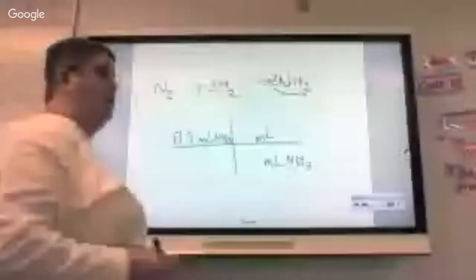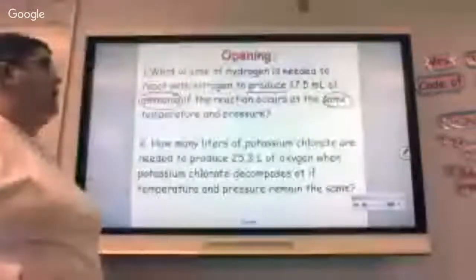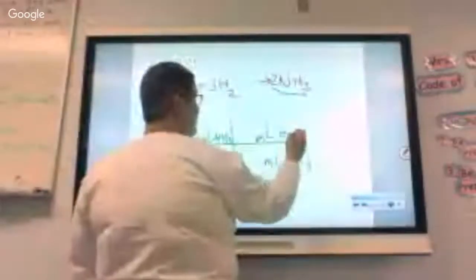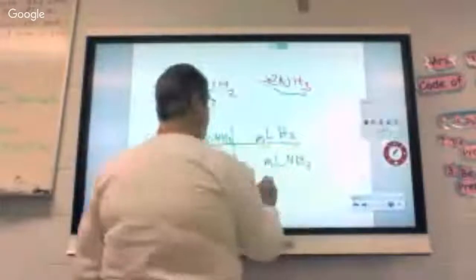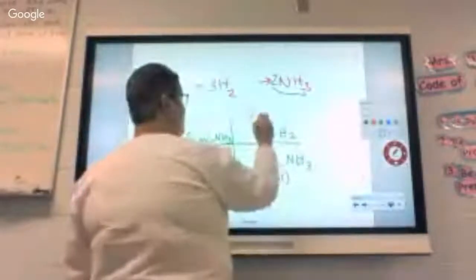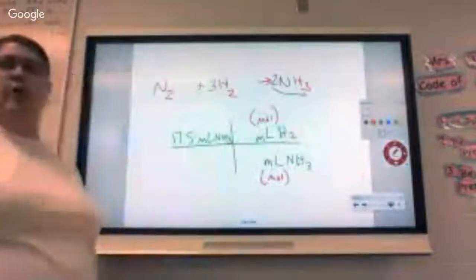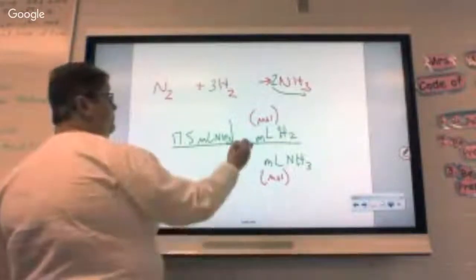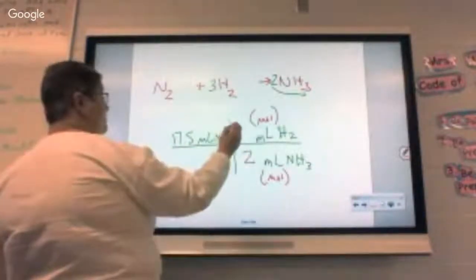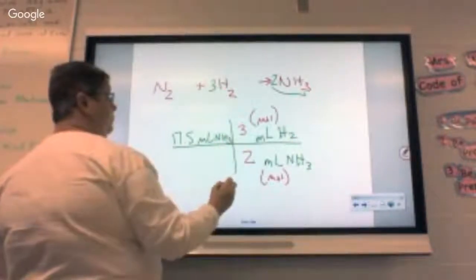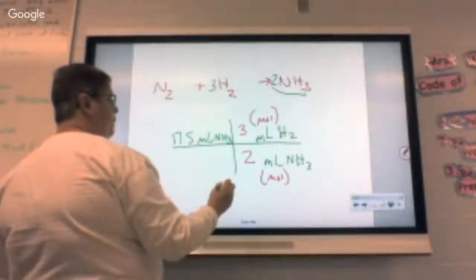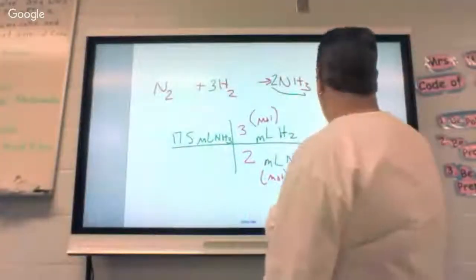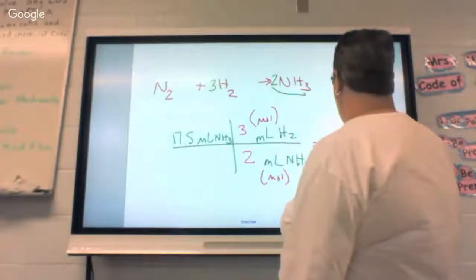Liters, milliliters. I'm going to go, what compound did they ask me for? They asked me for the volume of hydrogen. So I'm going to put hydrogen on the top line. This is the same thing as what we used to write with mole over mole to change compounds. Where did our numbers come from in moles over moles? Coefficient. So what's in front of ammonia? What's in front of hydrogen? Okay, so somebody tell me what we get when we multiply and divide. 26.25 milliliters of hydrogen.